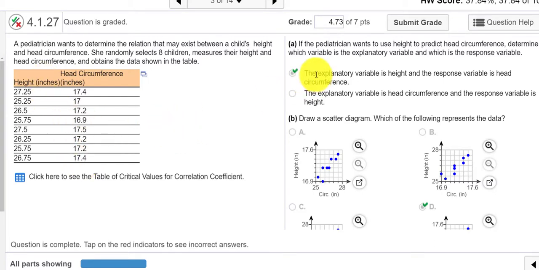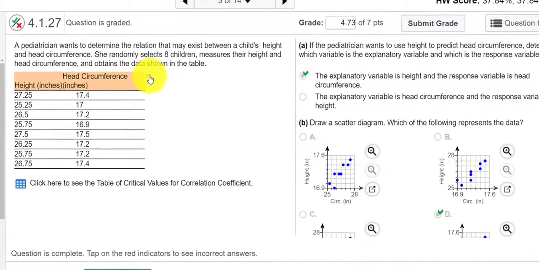So if you panic and you feel like you had to guess, I would almost always guess that the first column was your explanatory and your second would be the response. Think of this as your input and your output, or your x variable and your y variable, and so on. Next, we're asked to draw a scatter diagram.